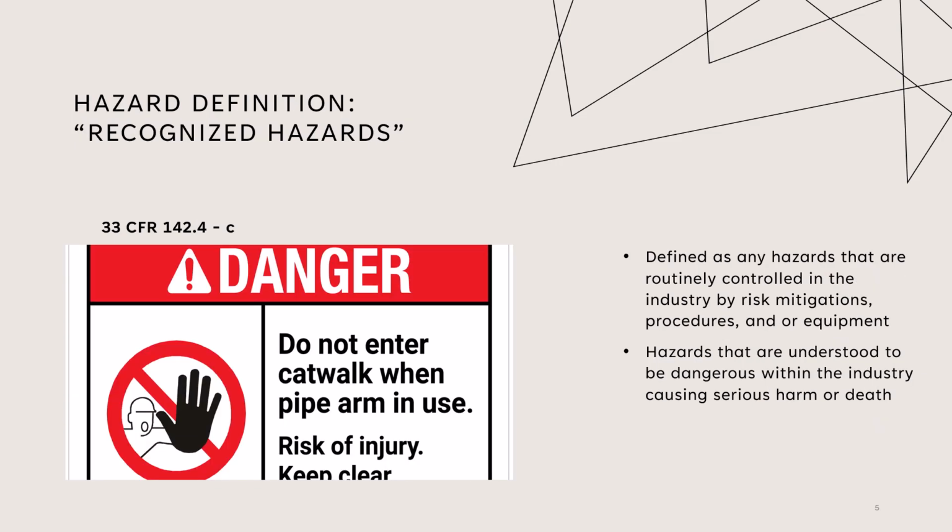And now moving on to 33 CFR 142.4(c). It's the hazard definitions, which is considered to be recognized hazards. It is defined as any hazard that is routinely controlled in the industry by risk mitigations, procedures, and/or equipment. Hazards that are understood to be dangerous within the industry, causing serious harm or potentially death.